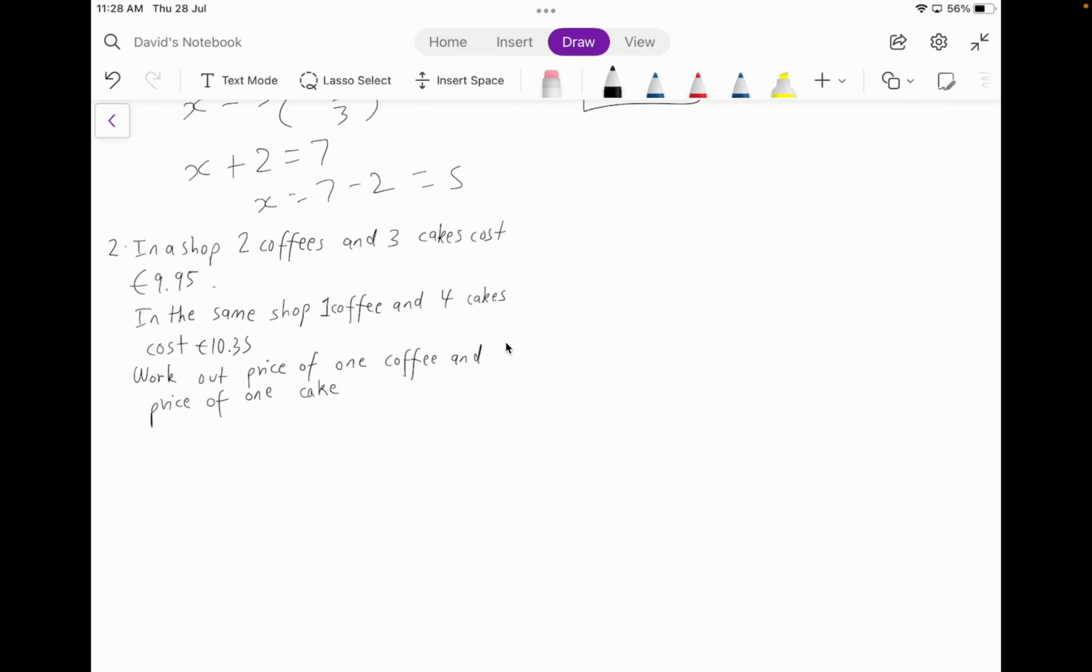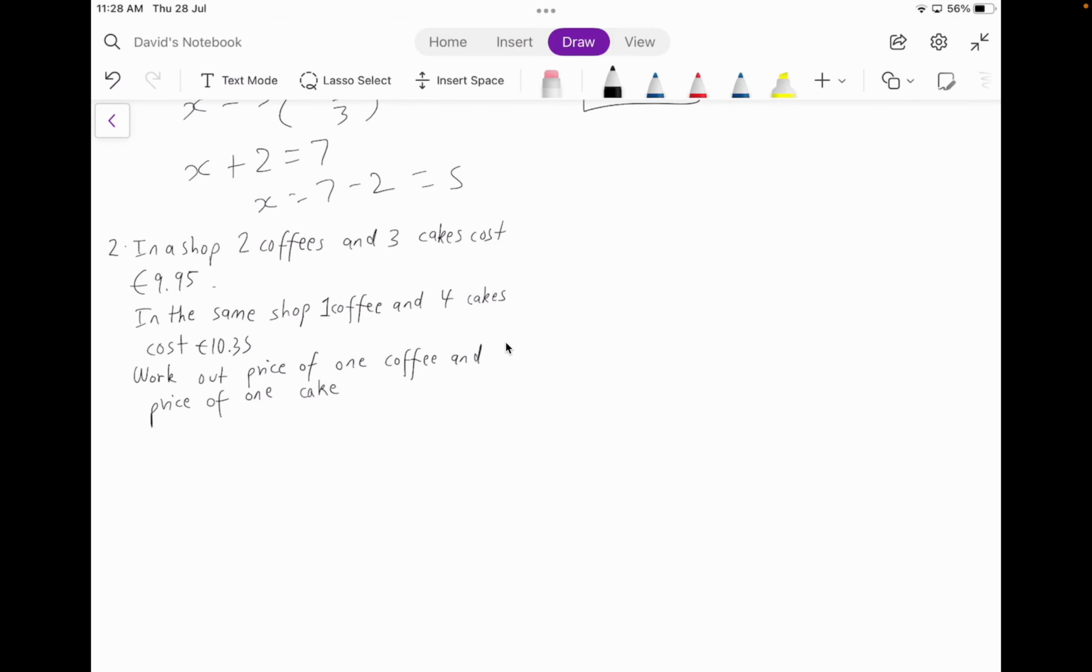The next question states that in a shop there are 2 coffees and 3 cakes that cost, let's say, is this pounds? I think it's pounds, 9.95. So they cost that much money. In the same shop you have 1 coffee and 4 cakes that cost pounds 10.35. Now you have to work out the price for 1 coffee and the price for 1 cake.